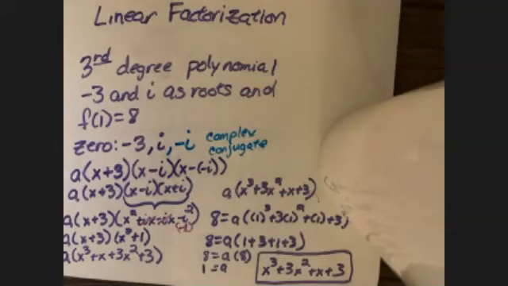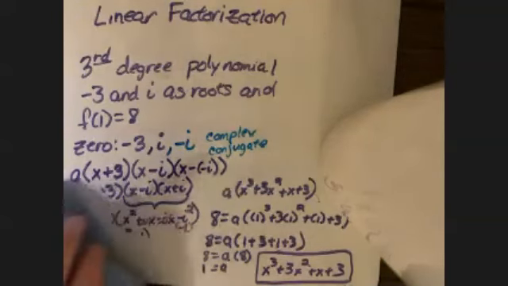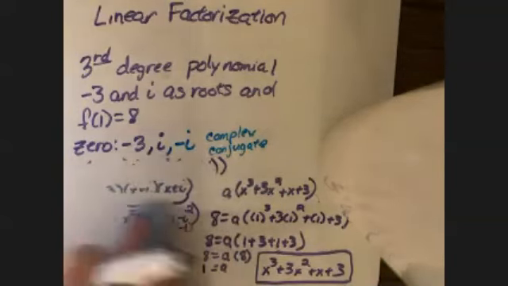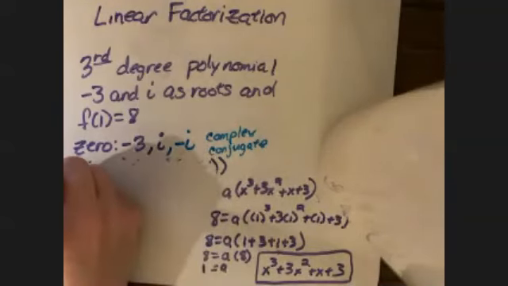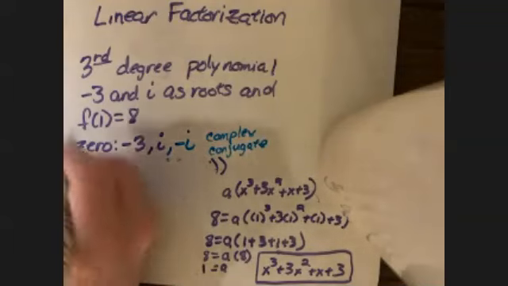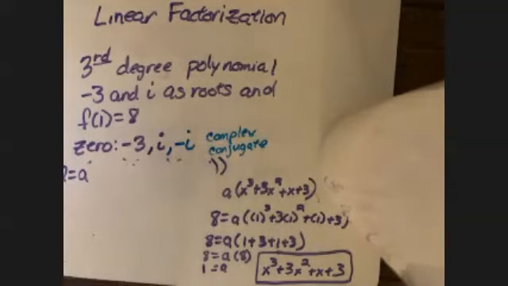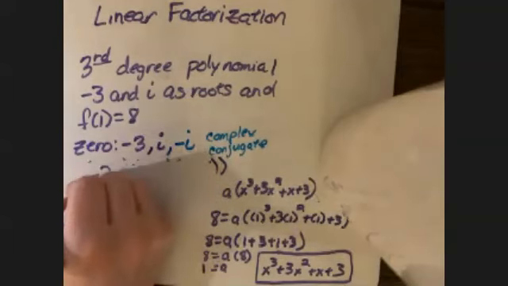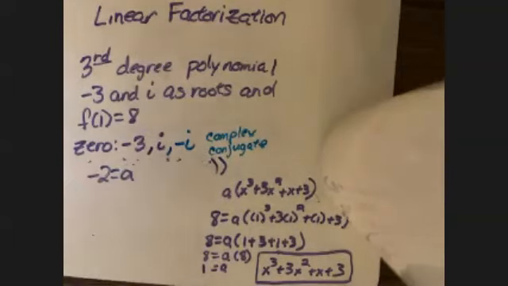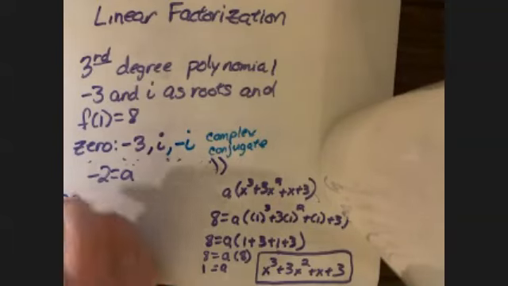Now, let's talk about, okay, I'm going to get rid of some of this over here. Let's pretend that we had gotten that a was -2. Okay, sorry. Let's pretend that a had been -2. Then I would have put -2 out in the front of this.